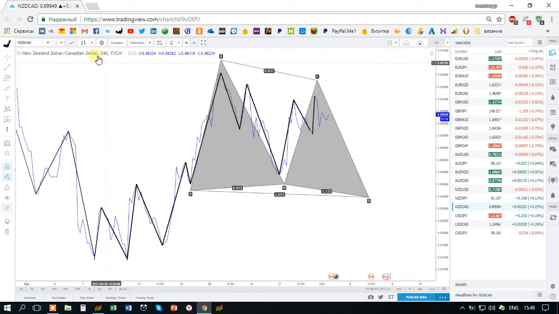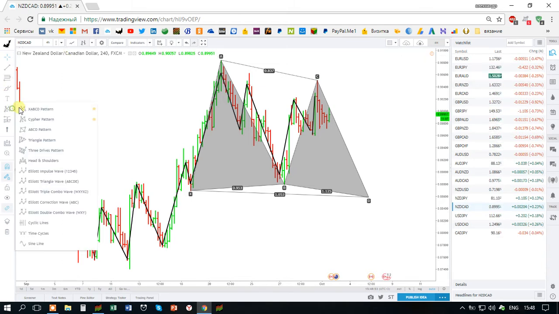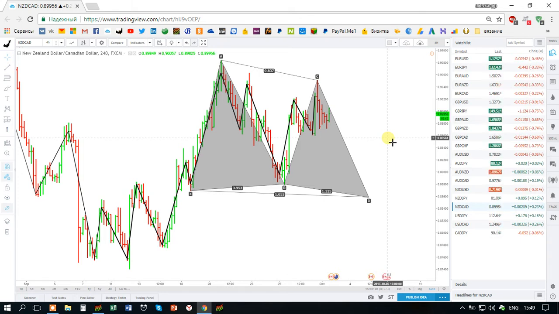New Zealand Canadian, no changes. Potential butterfly formation, but pretty far from completion. So nothing happens. We can have potential butterfly, maybe if we drop it this way. No, 782 is a Gartley. With harmonic approach, it would be a butterfly pattern because it is about 786. Because in harmonic patterns we are looking at the precise ratios. The price is obviously closer to 786 rather than to 618. That's why it is a butterfly pattern with harmonic approach.